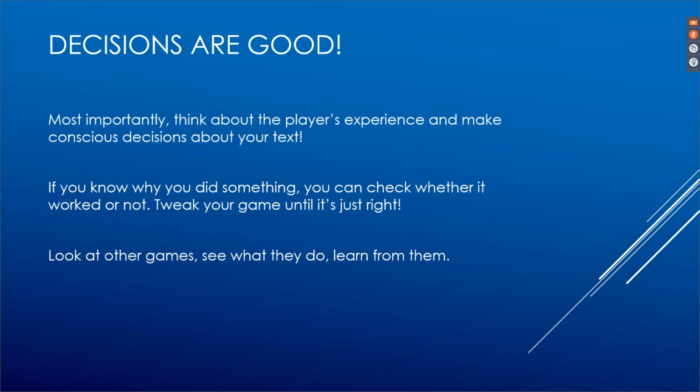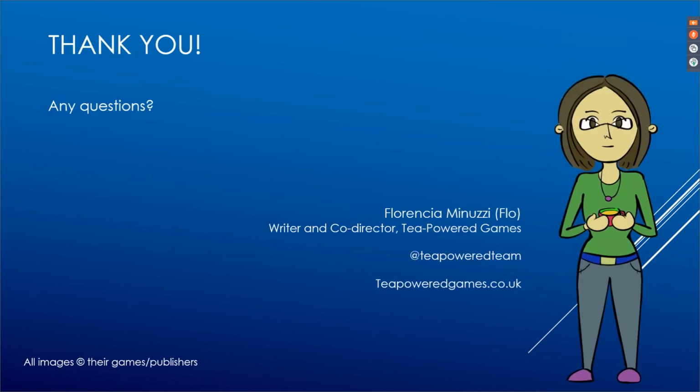Finally, and most importantly, think about your player's experience and make conscious decisions about your text. This is general game design knowledge, but if you know why you did something, you can check whether it had the desired effect or not. And that means that you can tweak your game until you get it just right. So look at other games, see what they do, and learn from them. That's it. Good luck on your games, and thank you for listening.